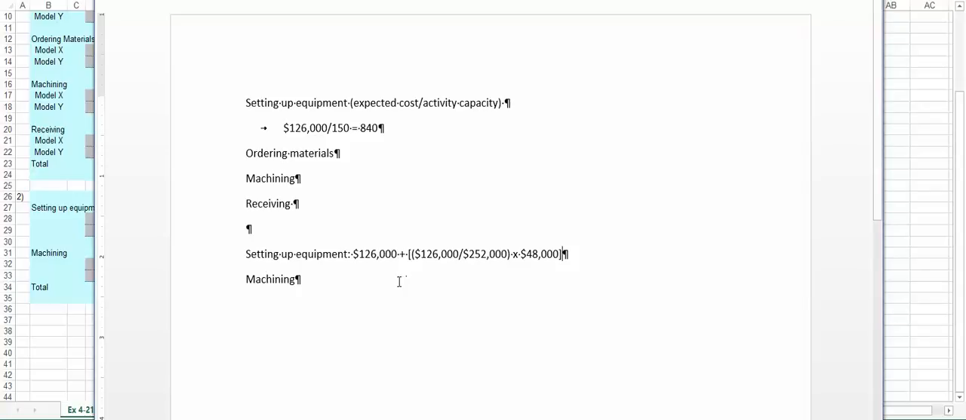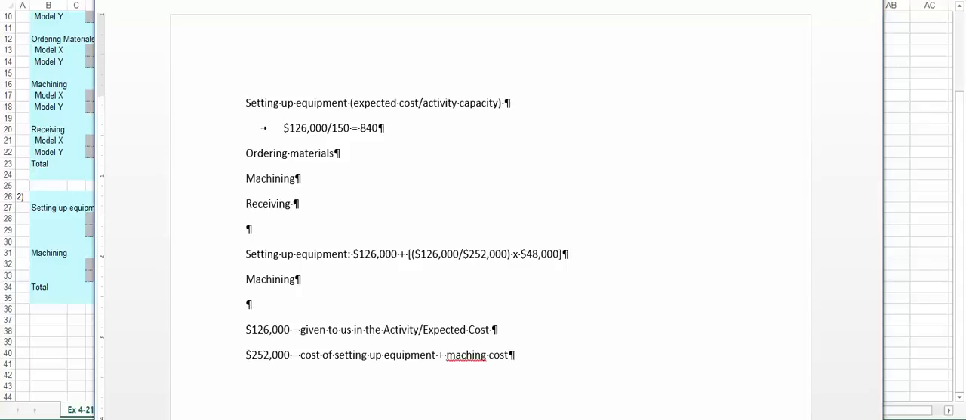So let me just go through where I have the numbers from, because you're going to do essentially the same thing for the machining. The 126,000 is given to us in the activity expected cost area of the problem. So it's before it even gets to the steps that it wants you to do. The 252,000 is the cost of the setting up of equipment plus the machining cost. Sorry, my typing is usually faster than my brain.